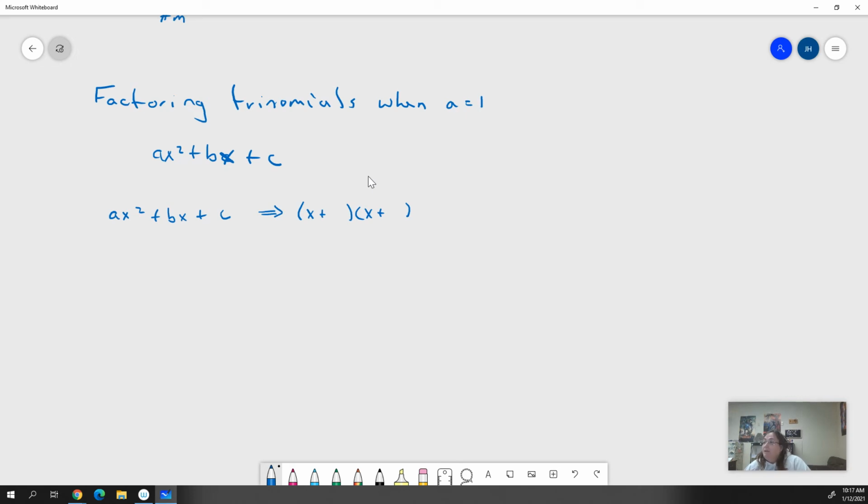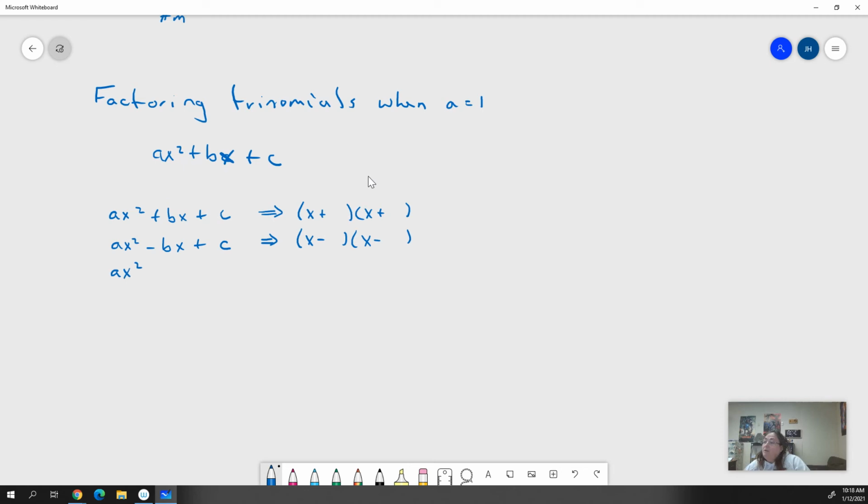I can't have a negative when everything in the equation is positive. The next thing that I have is when I have ax squared minus bx plus c. My factors will be x minus something, x minus something else. Right? And I know what those factors are going to look like.